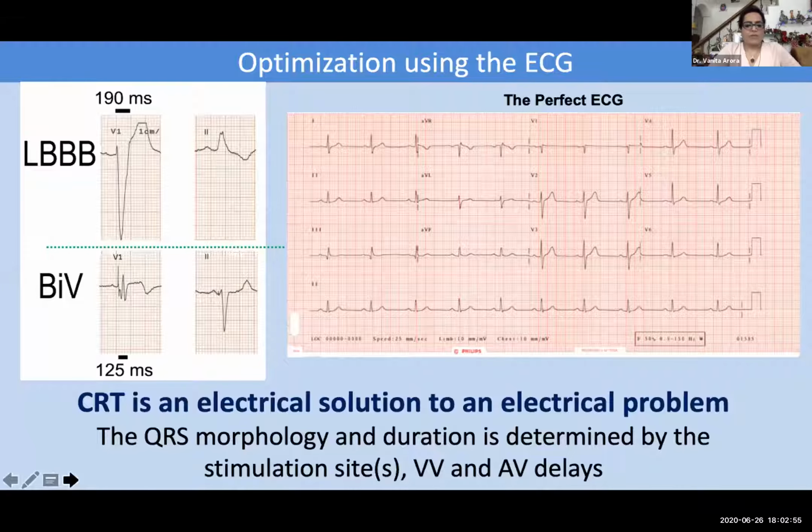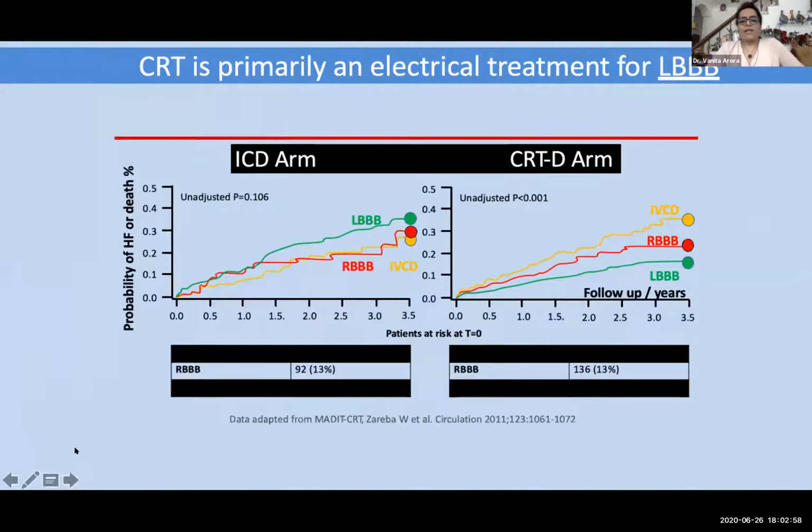Slides are not going forward. Okay, if we look at the data, in all the CRT trials, the randomized controlled trials and the meta-analysis, patients with left bundle branch block fare better compared to other bundle branch blocks, the right bundle or the IVCD pattern. In the CRT-D arm, the nicely selected patients with left bundle branch block do very well and have a mortality benefit. This mortality benefit is not passed on to the patients with IVCD and right bundle branch block.